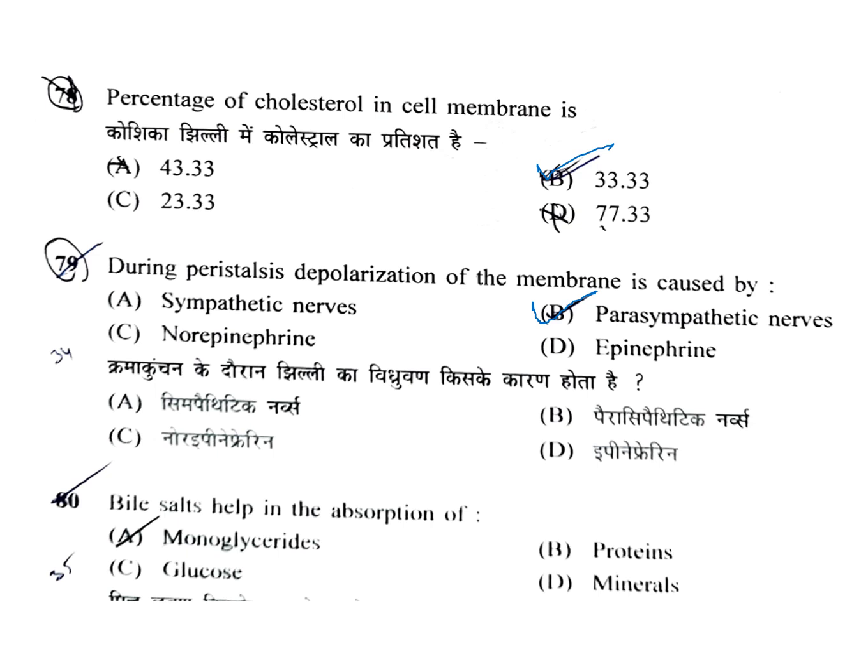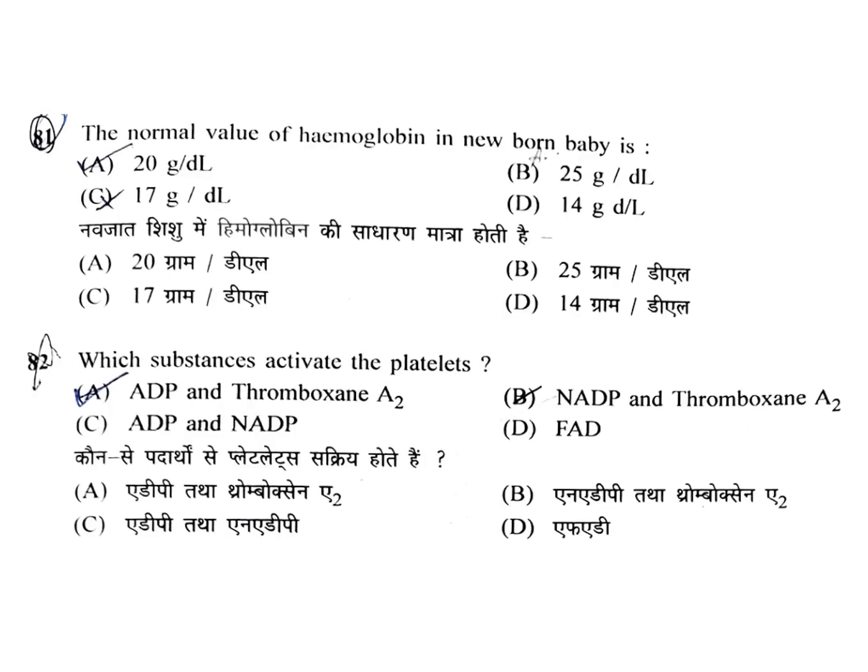Now, bile salts help in the absorption of monoglycerides, proteins, glucose, and minerals. I think everyone knows that bile salts help in the digestion of fats and lipids, and they're secreted by the liver, and the secretion is poured into the small intestine, where they help in the digestion of lipids and then their absorption. So monoglycerides, which are actually fats, bile salts help in their digestion and absorption.